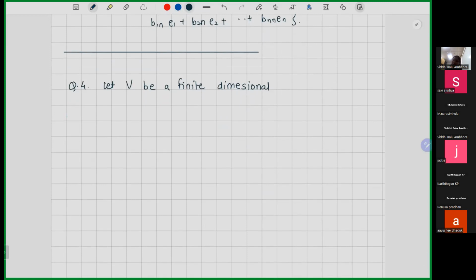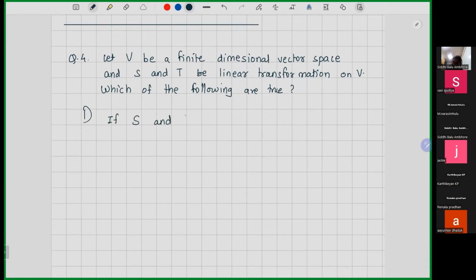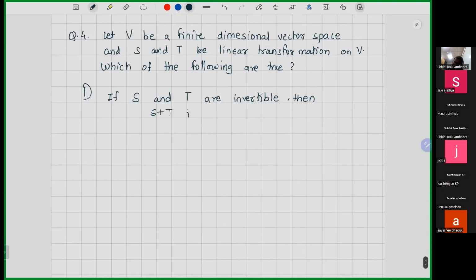Now the next question: let V be a finite dimensional vector space, and S and T be linear transformations on V. We have to again check which of the following are true. My first statement is that if S and T are invertible, and when I say invertible I mean invertible linear transformation, then is S plus T invertible? I need to check whether, if S and T are invertible, we can say that S plus T is invertible or not.